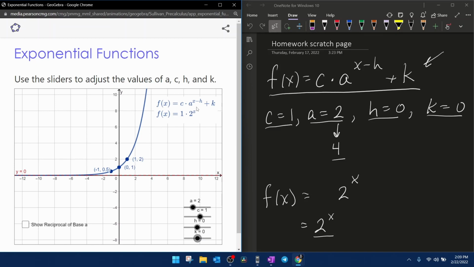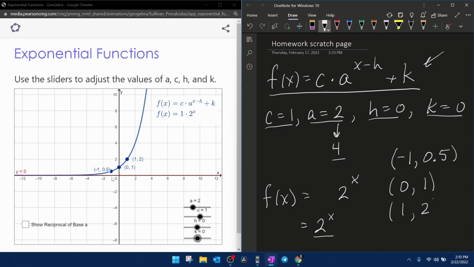And then if you look right here, it's going to say f of x equals 1 times 2 to the x. Remember, 1 times anything is itself, so that gives us our f of x equals just 2 to the x. And then we can look at our ordered pairs to look at the y values that are going to be generated. So let's list those over here in our scratch work. If x is negative 1, y is 0.5. If x is 0, y is 1. And if x is 1, y is 2.